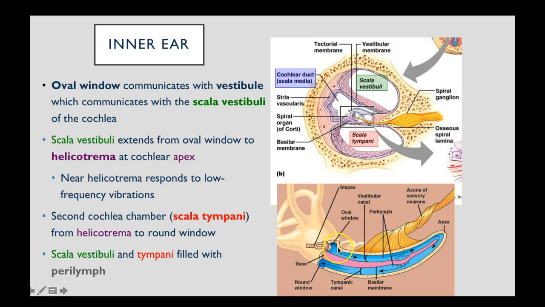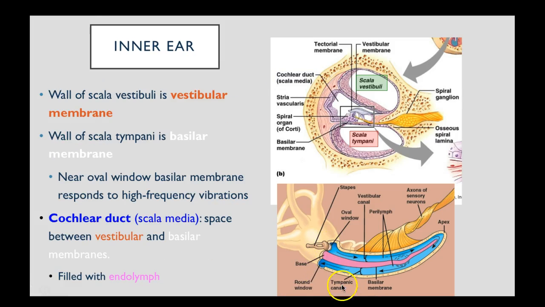And as we're doing this, we get sound vibrations that are moving up. If the sound waves are representing high frequency vibrations, those would be sensed down here in the lower region of the cochlea. Whereas if we have lower frequency vibrations, those would be experienced closer to the apex or the helicotrema. So then we continue on down, and eventually those vibrations are going to be displaced by the round window.